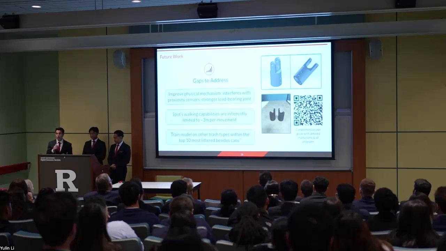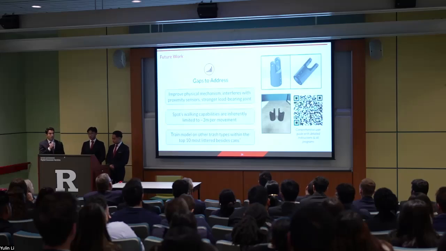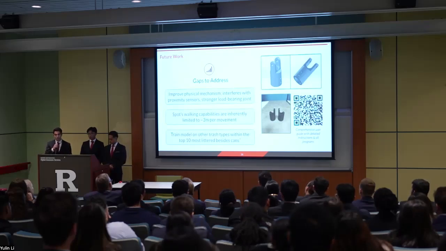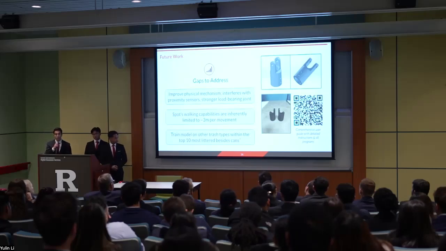As mentioned, there are always areas to improve, and so for future work, we want to fix our physical mechanism. Currently, it also interferes with proximity sensors, so we can't use the full range of motion with the dog. It's not able to walk backwards, and the load-bearing joint cracked because it's not load-bearing enough. You can see in the bottom right image, it cracked twice in the same spot. So we're going to CNC our part so it's made of metal and a lot more durable.